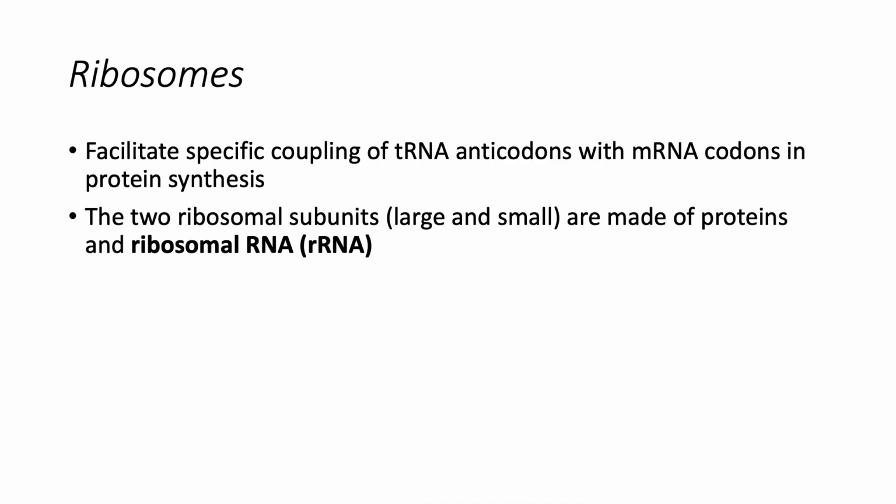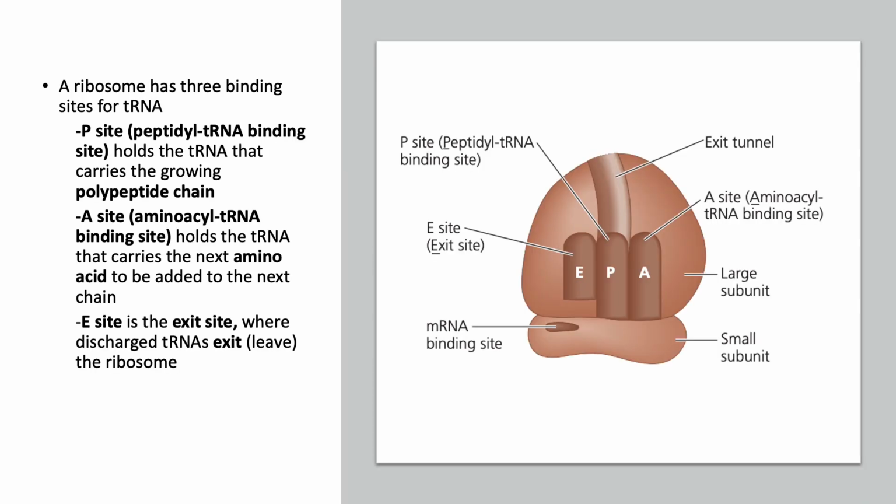Another molecular component that is also important for translation are ribosomes. Ribosomes facilitate specific coupling of tRNA anticodons with mRNA codons in protein synthesis. The ribosomal subunits, both large and small, are made of proteins and ribosomal RNA. The ribosome has three binding sites for tRNA. First is the P site or the peptidyl tRNA binding site.